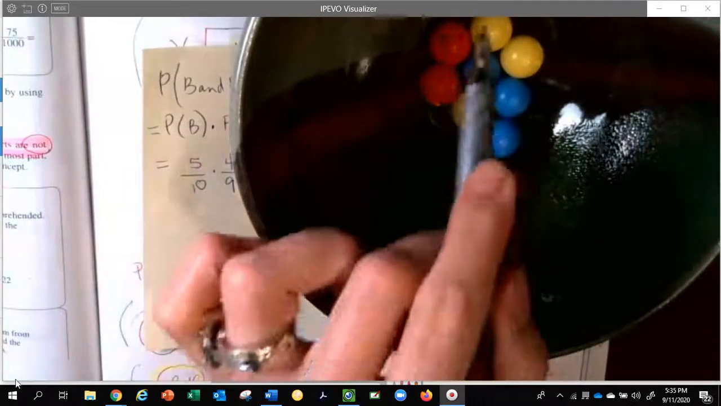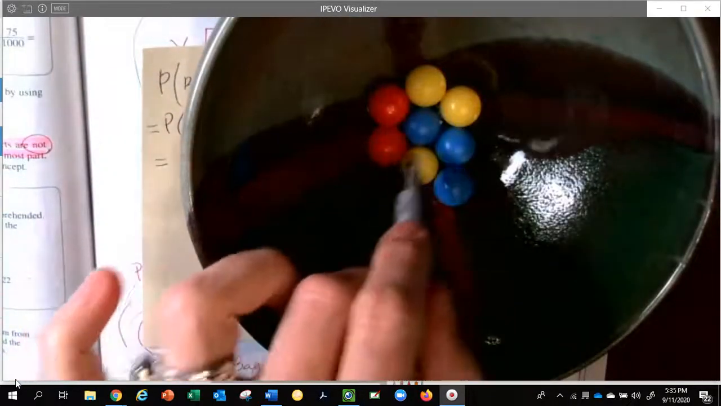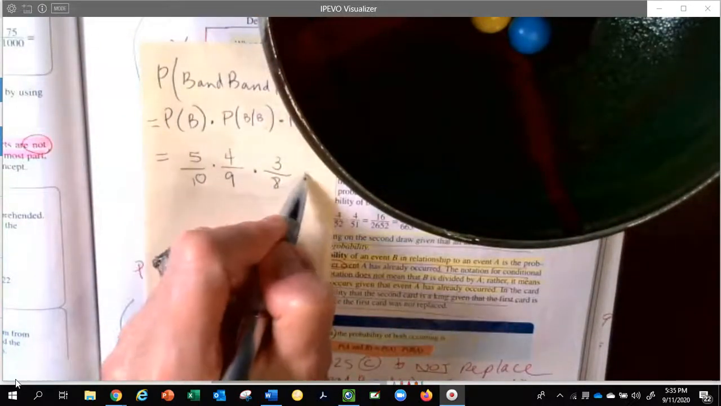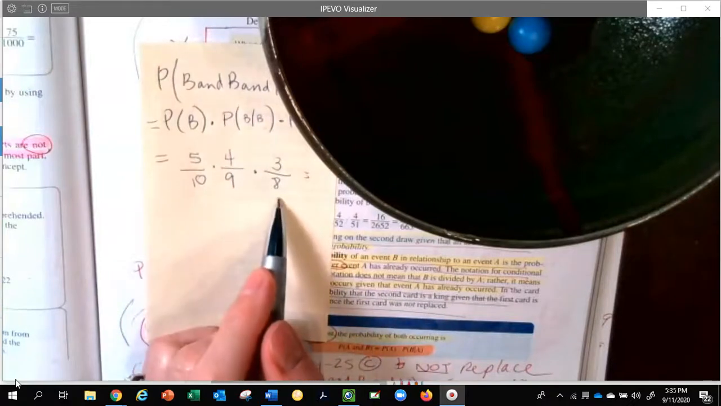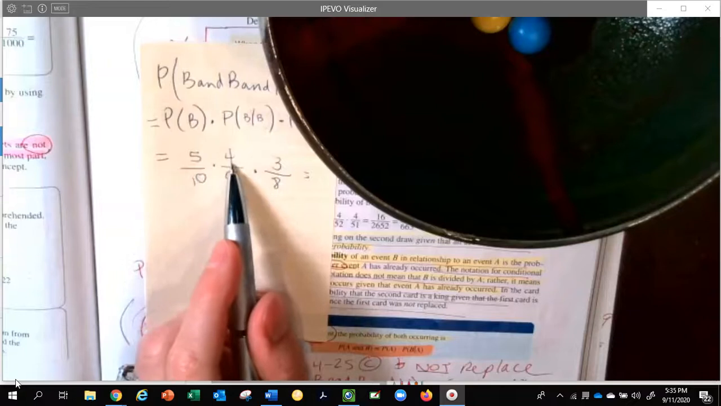Well, in that case, I still have 3 yellows, so I still have a 3 in my numerator, but now I have 1, 2, 3, 4, 5, 6, 7, 8 in the bowl. So notice how my denominator has gone down by 1 because I kept not replacing. My blues went down by 1, but I never touched the yellows.